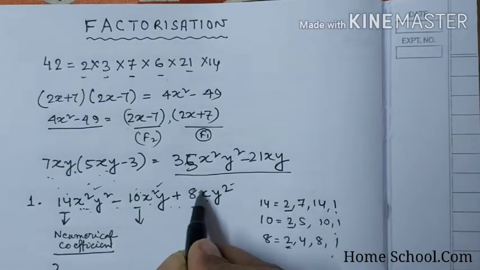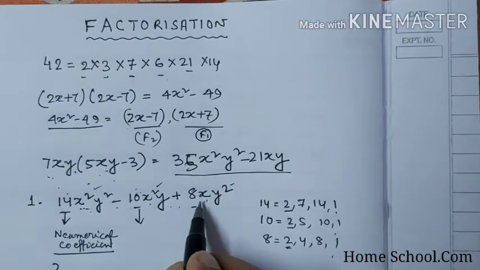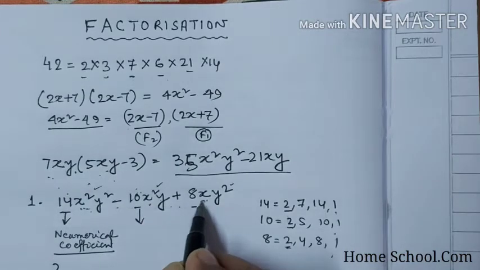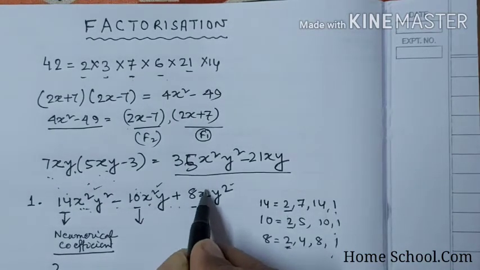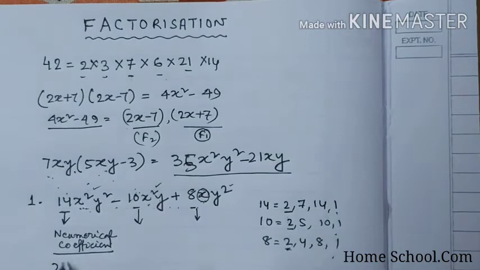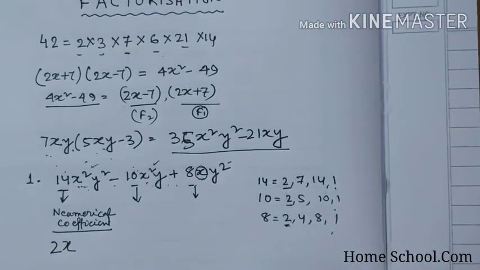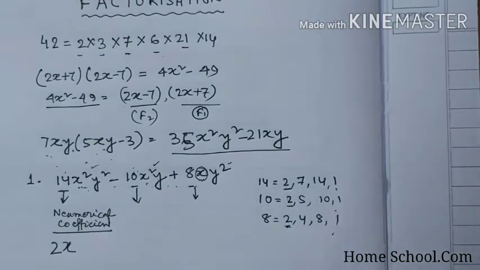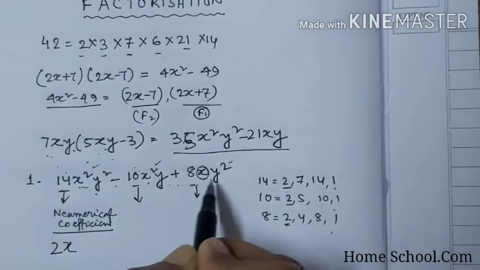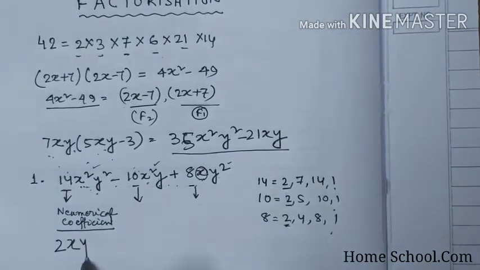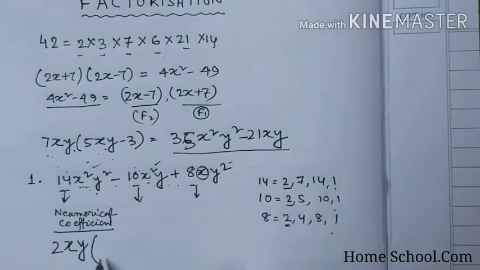Out of that, what is the highest common? Highest common is x. If you take x square, it is not common here because you have to take the lowest one. So you can take x. Now in case of y square, y and y square, you can take y. So you can take this much as common.